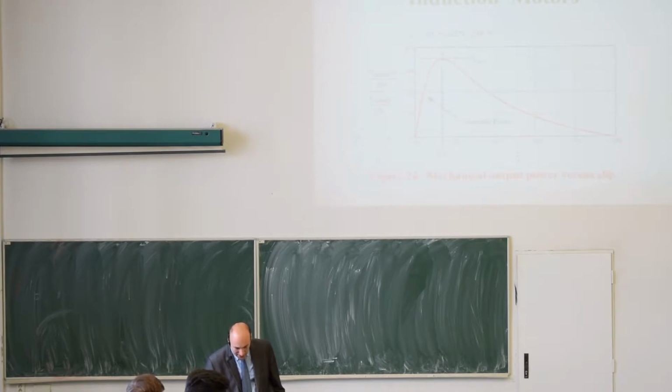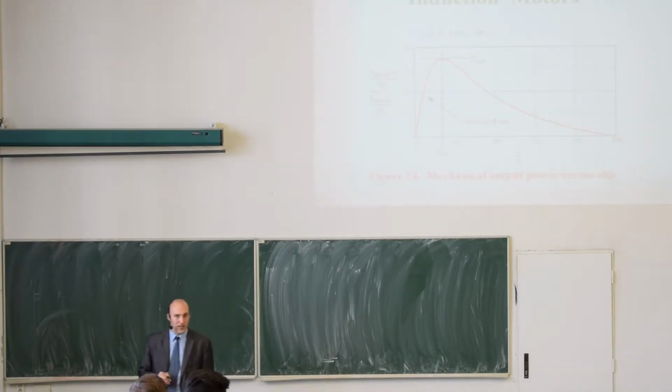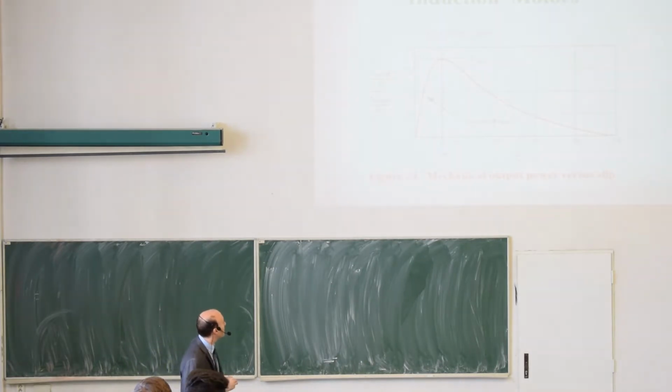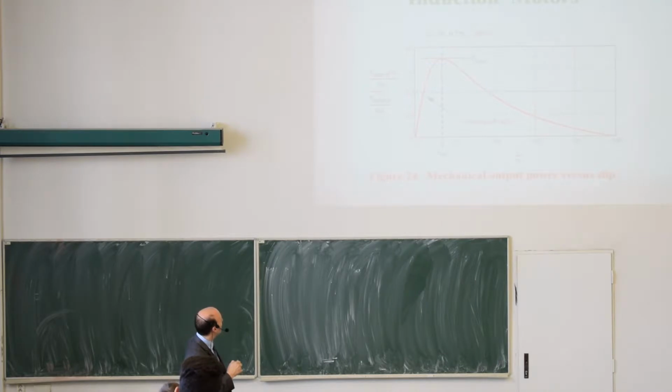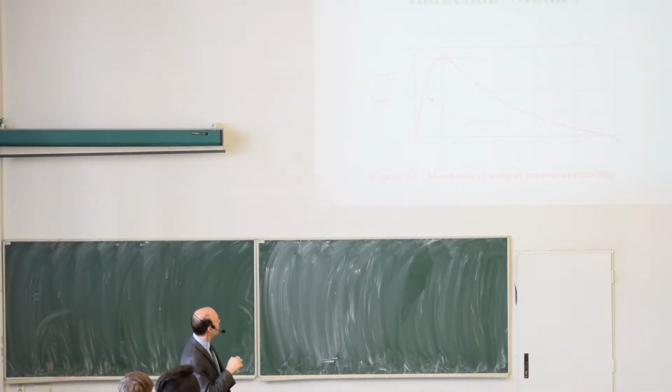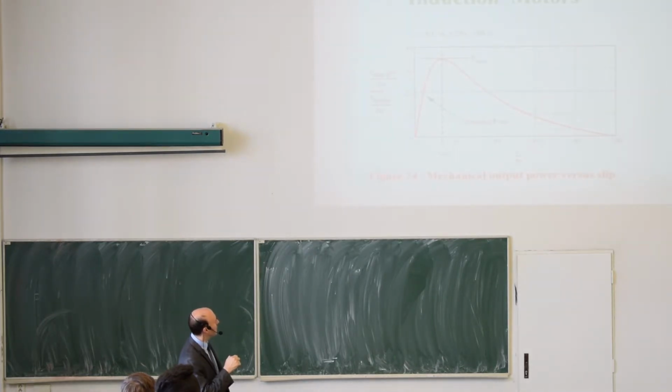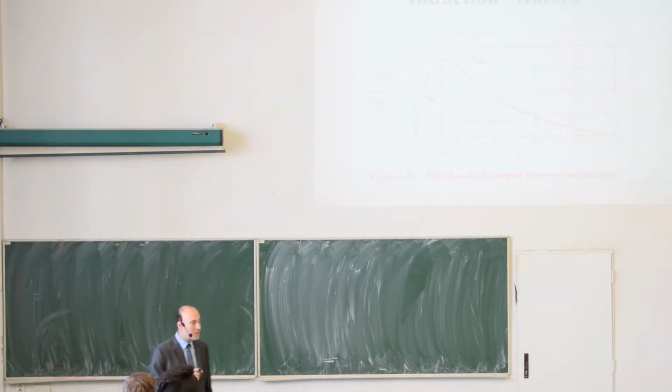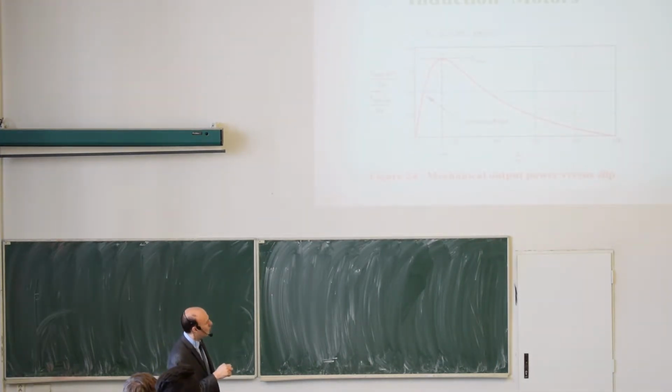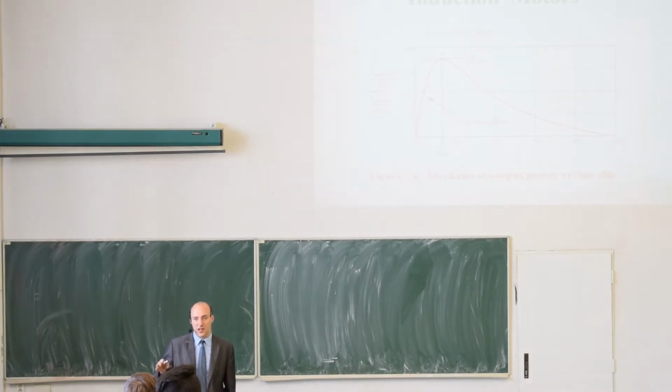If we plot the dependence of the powers on slip, we will see something like this. Here you see this is slip, in percent. So slip 0% means zero difference between the synchronous speed and the actual speed. So this is synchronous speed here, for example, 1500 RPM. And here, slip 100% means that the motor is standing still.